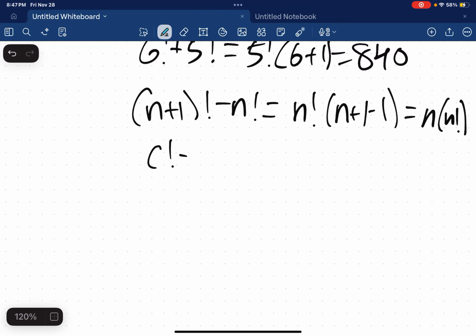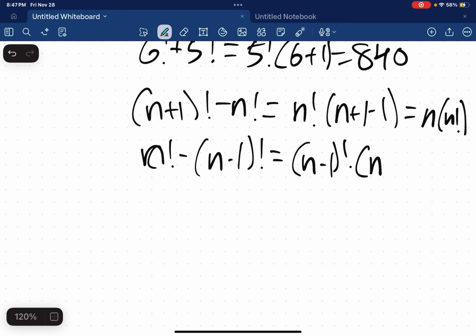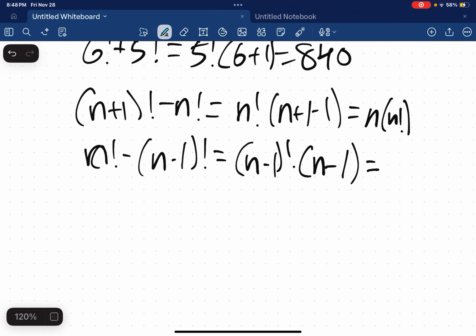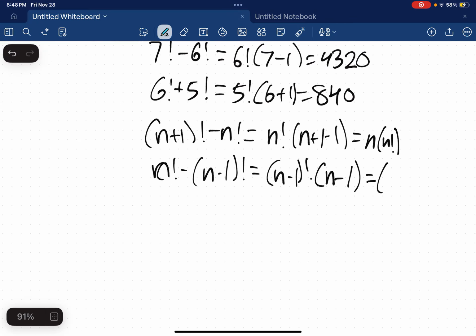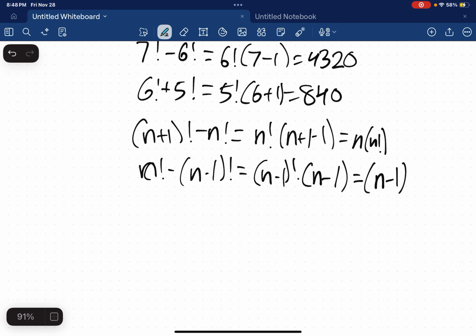Then we have n factorial, that's not an n. n factorial minus n minus 1 factorial, which is going to be equal to n minus 1 factorial times n minus 1, which is just equal to n minus 1 factorial. That factorial is on this, by the way.